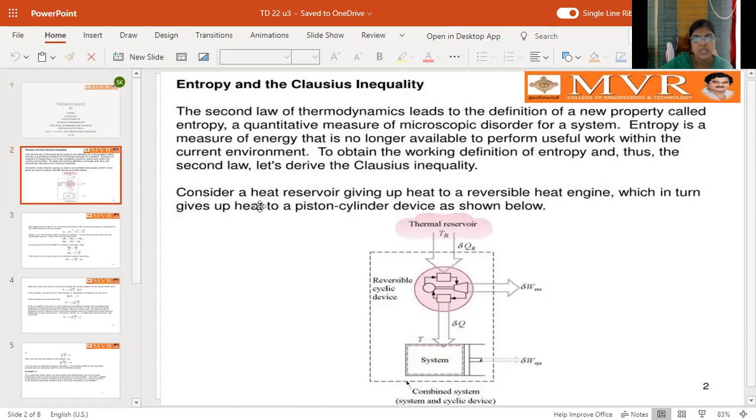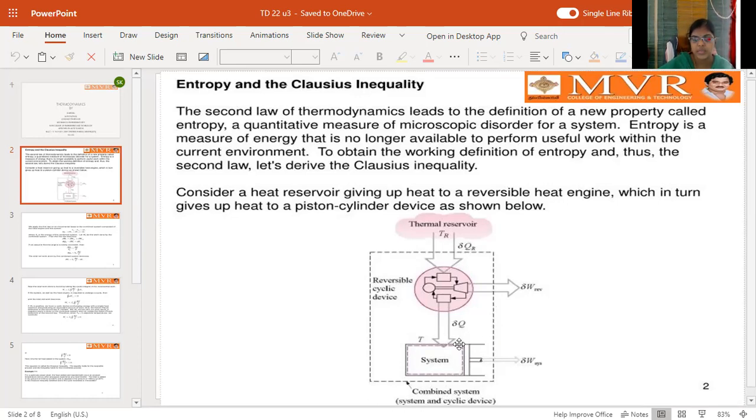Consider a heat reservoir giving up heat to a reversible heat engine, which in turn gives up heat to the piston cylinder device as shown. Already we know that. So this is the thermal reservoir. This thermal reservoir gives heat to the engine. The engine runs and gives work done, and the rejected heat is given to the system. So here we will run two systems: this is the heat engine system, and this is a piston cylinder. Two works are being done at a time, so we call that the combined system.